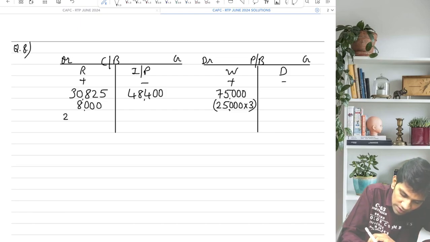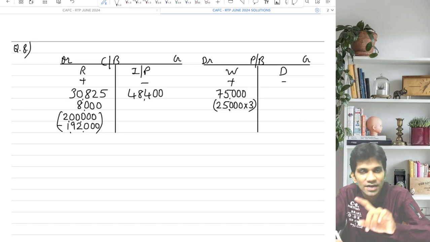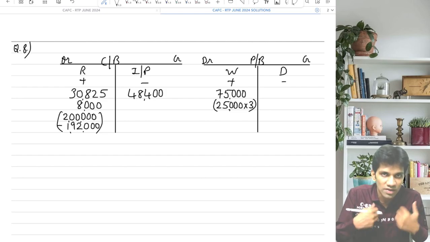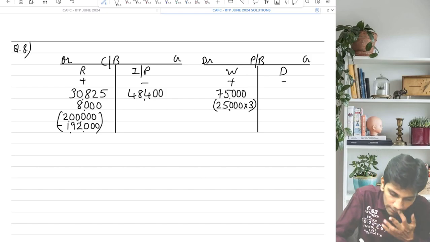We will record only the difference, 2 lakh minus 192. This is just for your reference, I am writing here. We have recorded 2 lakh, bank has credited 192. What is the difference? 8,000. Who has recorded more? We have recorded, we means cash book. So we have recorded more, 8,000 on the receipt side. Next.